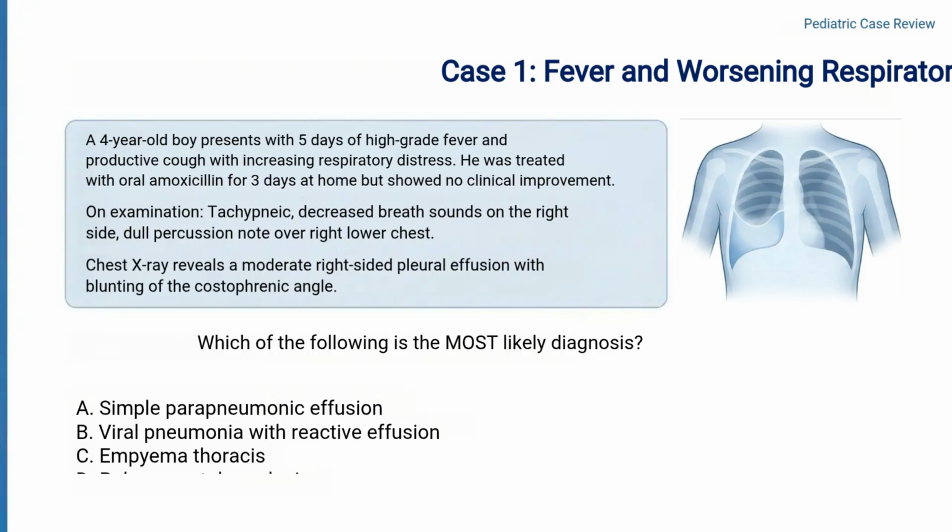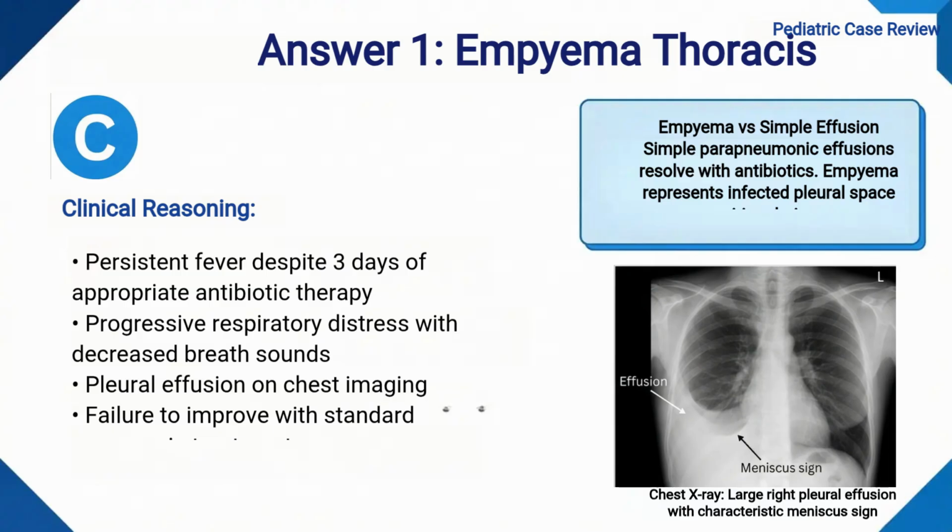Which of the following is the most likely diagnosis? Option A, simple parapneumonic effusion. Option B, viral pneumonia with reactive effusion. Option C, empyema thoracis. Option D, pulmonary tuberculosis. The correct answer is option C, empyema thoracis.